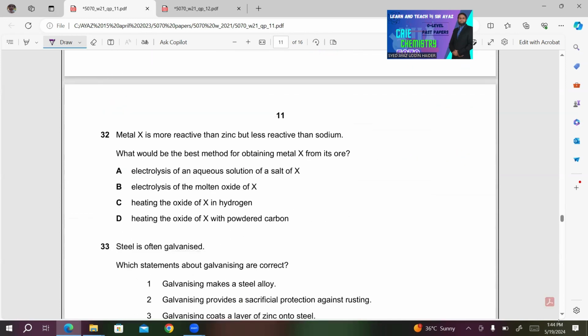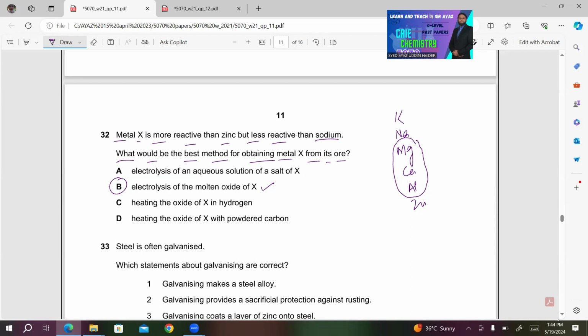Number 32, metal X is more reactive than zinc, but less reactive than sodium. What would be the best method for obtaining metal X from its ore? So metal X is more reactive than zinc, but less reactive than sodium. So it must be here. So the method must be electrolysis of the molten oxide of X. So B must be the right answer for 32.